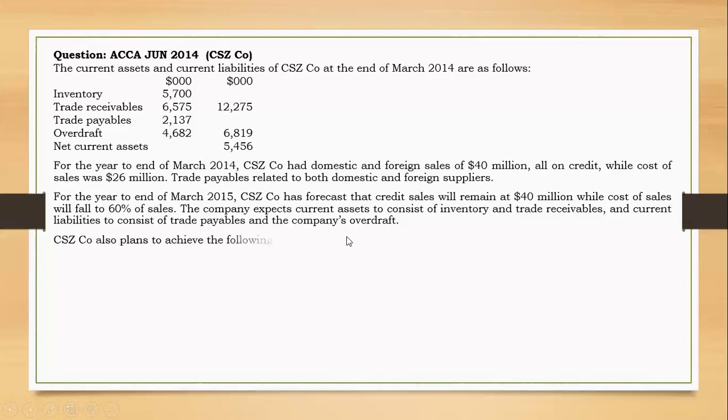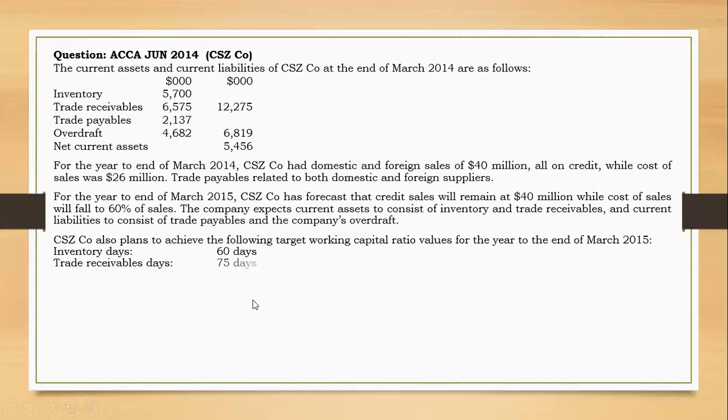All right, we are further told that CSZ company also plans to achieve the following target working capital ratio values for the year to the end of March 2015. So be careful here. Above, we are given information for 31st March 2014, and down here, we are given information relating to 31st March 2015. Inventory days, 60 days, trade receivable days, 75 days, trade payable days, 55 days, and the current ratio is given as 1.4 times.